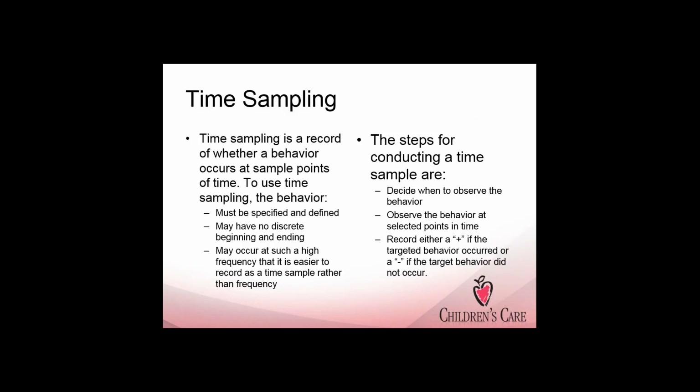Next is time sampling. This is a record of whether a behavior occurs at sample points of time. Again, it must be specified and defined. It may have no discrete beginning or ending, or it may occur at such a high frequency that it's easier to record a time sample rather than a frequency. For an example, I have a student right now who is engaging in high rates of behavior. So his target behaviors are aggression, self-injurious behavior, property destruction, and refusal. And we just mark every 10 minutes whether that behavior occurred or did not occur.